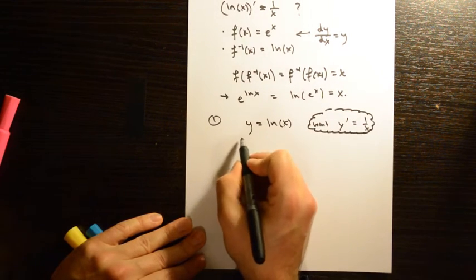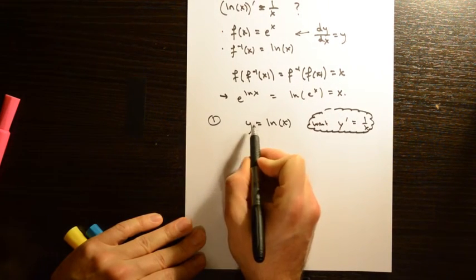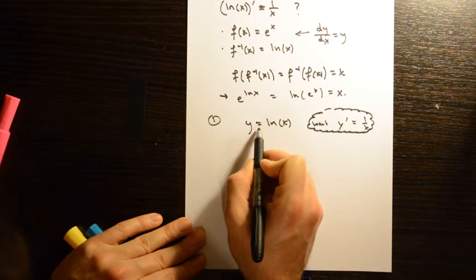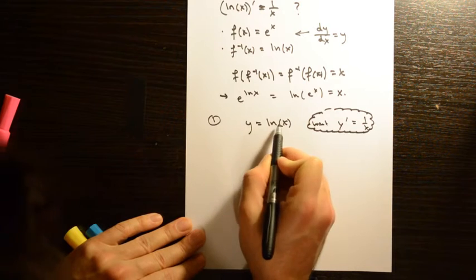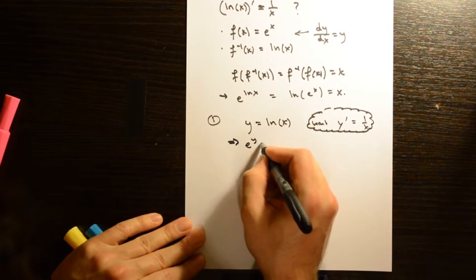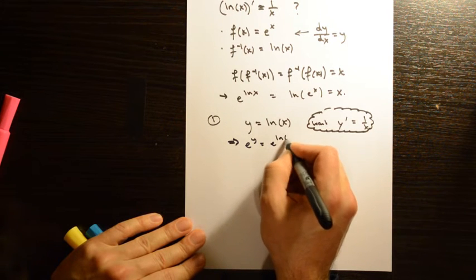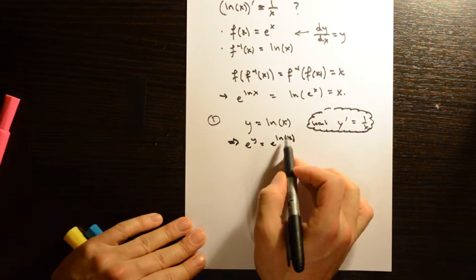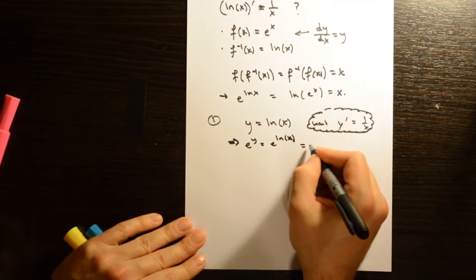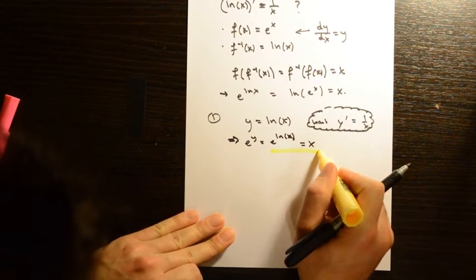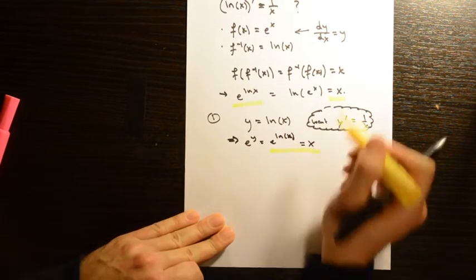So to find it, what we can do is exploit equality here. Since this is equal to this, they're identical. Remember, equals is the most powerful symbol in all of mathematics. If this is exactly the same as this, indistinguishable, then this implies e to the y must be equal to e to the ln of x. And then since the natural logarithm is the inverse of the exponential function, this is equal to x. So this identity right here is a consequence of the definition.